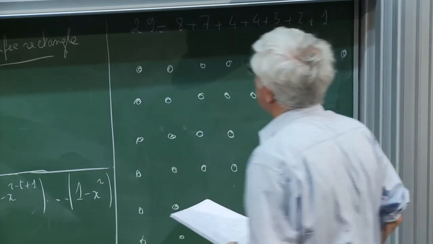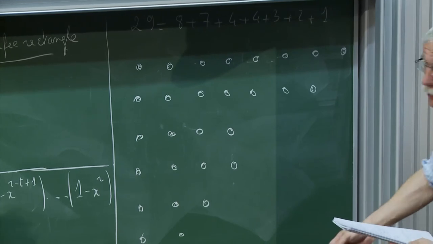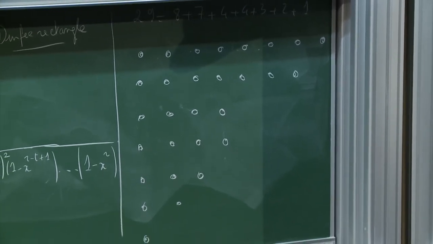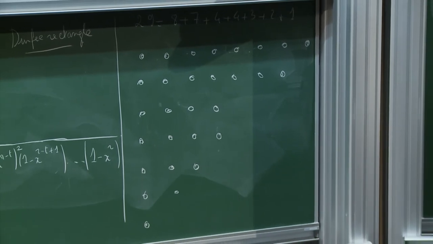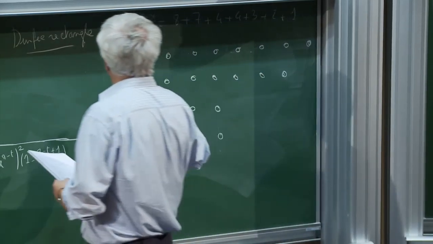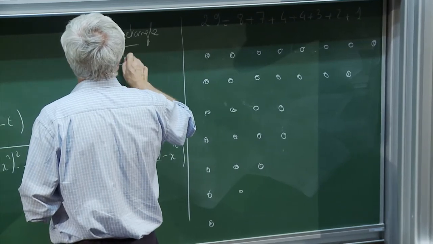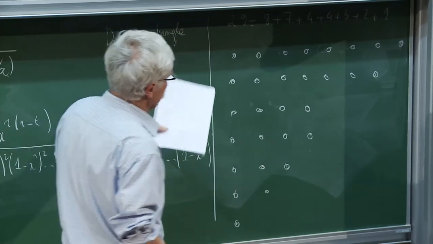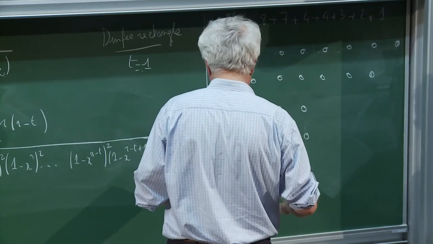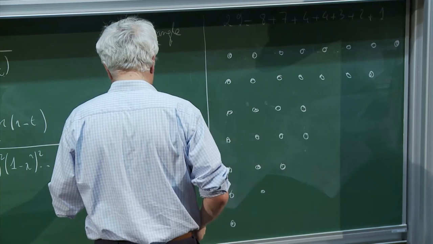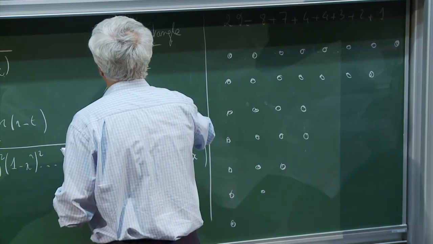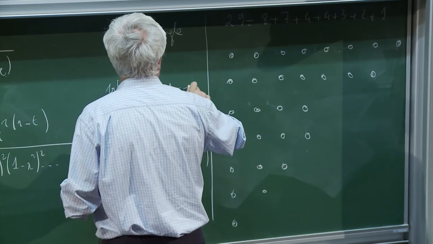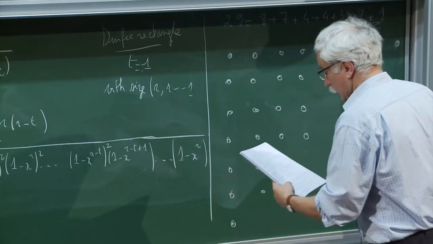2, 3, 4. So this is a usual description of a partition. So we go maybe in the 19th century, so nothing deep. So what is a Durfee rectangle with defect t equals 1? You take the largest rectangle you can put inside this drawing with size r minus 1.